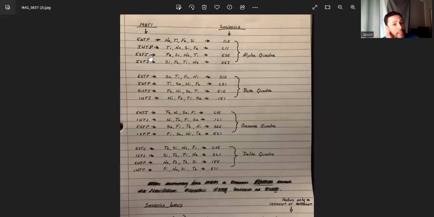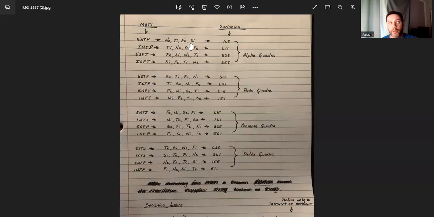On the left side, we have the MBTI names, ENTP, INTP, ESFJ, ISFJ, etc., going down. Here in the middle, this is the significant part. This is the meat and potatoes. This is the holy grail. This is what matters. Everything else is irrelevant compared to this. It's about the function stack.